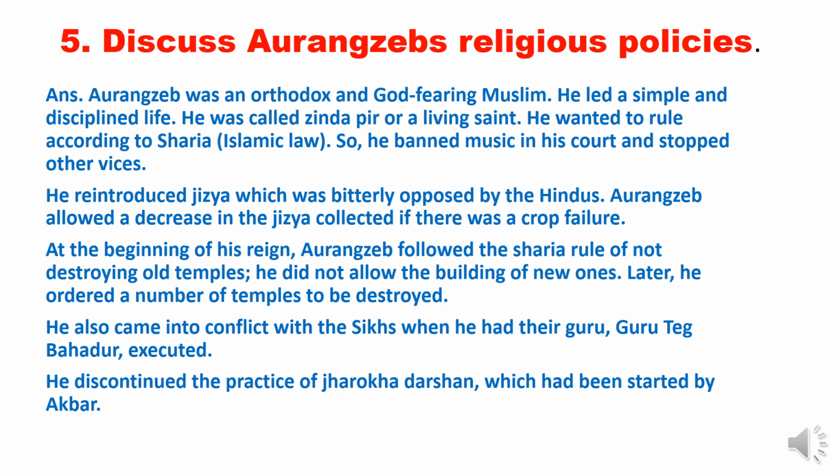He reintroduced jizya, which was bitterly opposed by the Hindus. Aurangzeb allowed a decrease in the jizya collected if there was a crop failure. At the beginning of his reign, Aurangzeb followed the Sharia rule of not destroying old temples. He did not allow the building of new ones. Later, he ordered a number of temples to be destroyed. He also came into conflict with the Sikhs when he had their Guru Tej Bahadur executed. He discontinued the practice of Jharoka Darshan which had been started by Akbar.